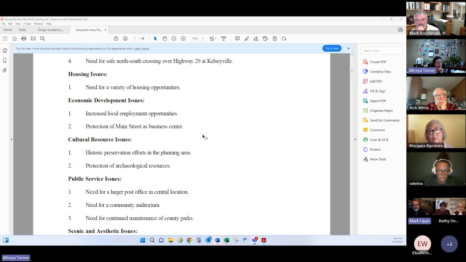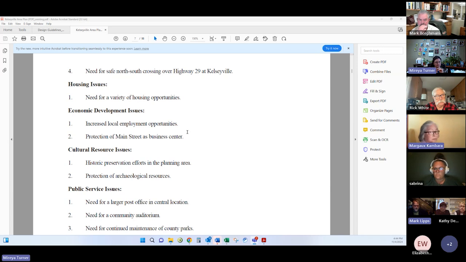Is the suggestion to add more stoplights, or roundabouts, or traffic calming measures of some kind? Well, if they're crossing 29, that's a highway. The question is really just whether this is still a priority. These are sort of baseline issues. I get it. Sorry. All right, cool. That's good.